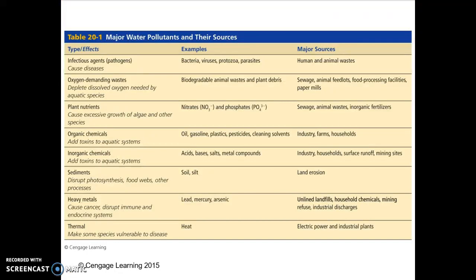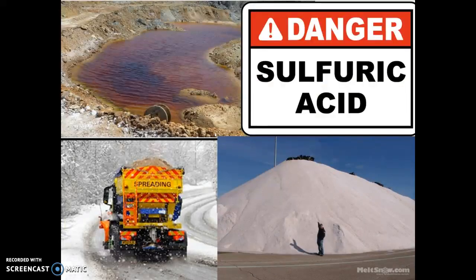You have also inorganic chemicals. These are going to be acids, bases, salts, those types of things. In mining, you use a lot of sulfuric acid to extract metals from their ores, and we're going to have a whole unit on mining. Here in the Midwest, we use a lot of road salt to keep things safe in the wintertime, but a lot of that road salt is going to end up in our waterways.